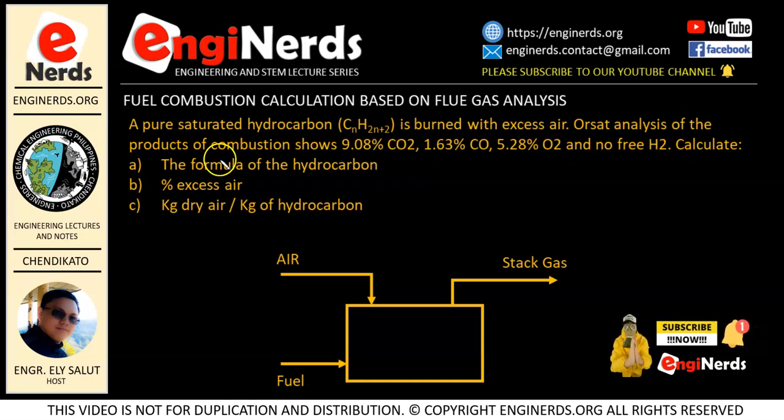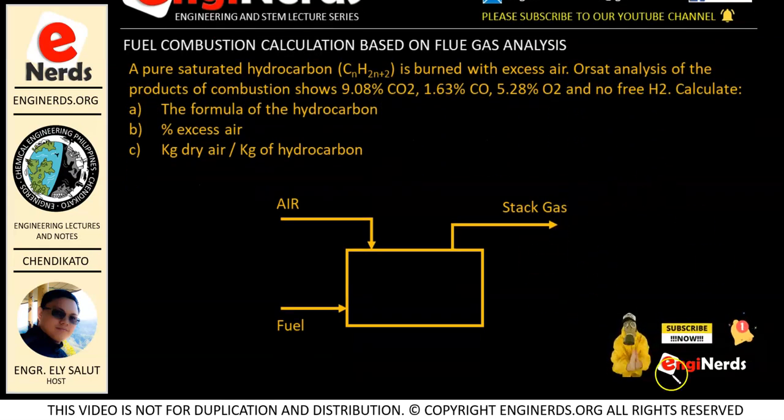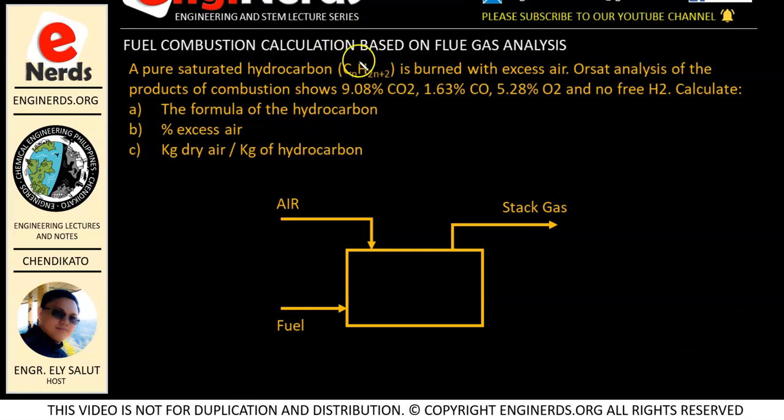So you can see here, the Orsat analysis is given. That means we know the components of our flue gas. So we need to calculate first the formula of the hydrocarbon. We have a general formula here, then we need to determine what our hydrocarbon really is. And we need to determine also the percent excess air and the kilograms of dry air per kilogram of hydrocarbon. Okay, so let's start by determining our givens.